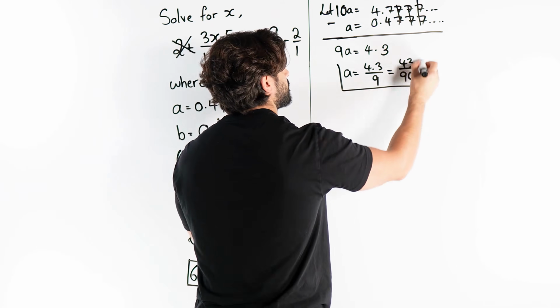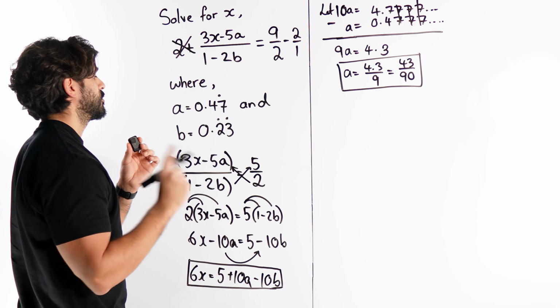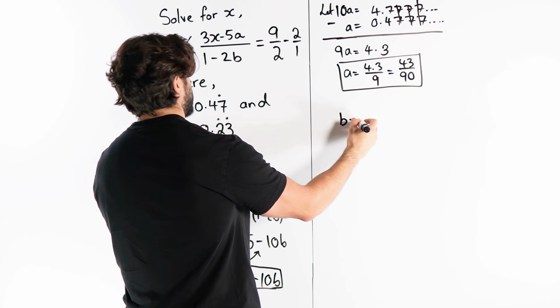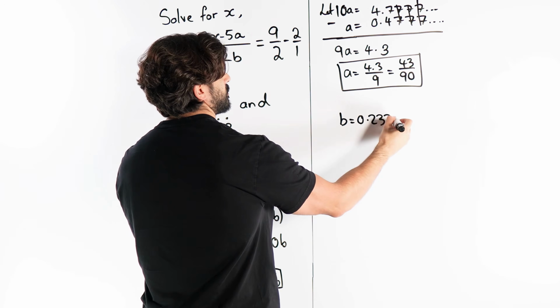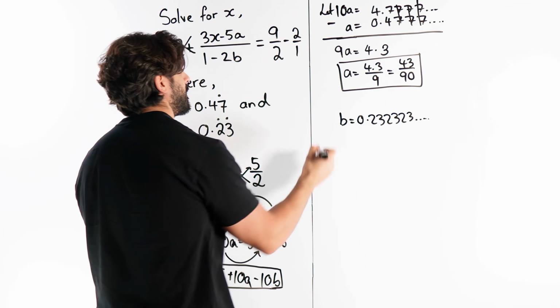Right. Now let's do the same thing with b. Now b is 0.23 recurring. So b is 0.232323... So now there's 2 numbers recurring, going to multiply by 100.